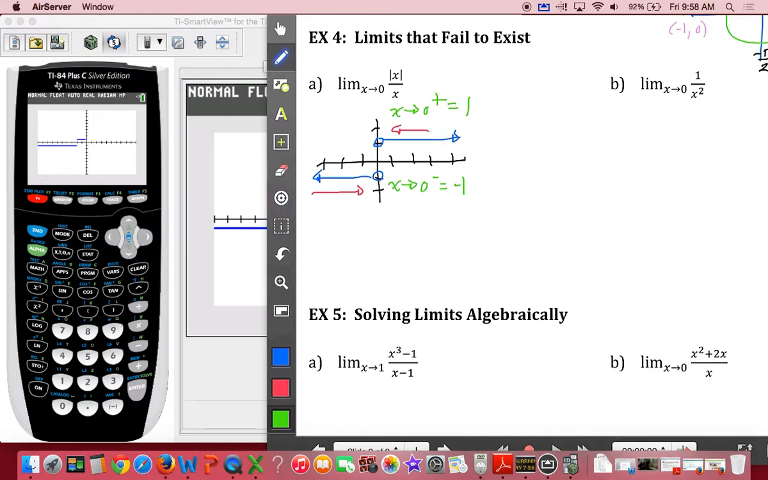And so write yourself a note that you want to always be comparing right and left behavior. And so this overall limit, DNE, does not exist.